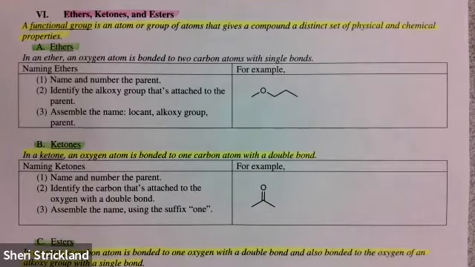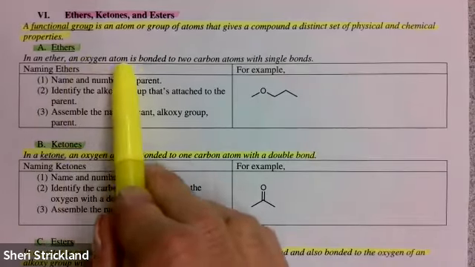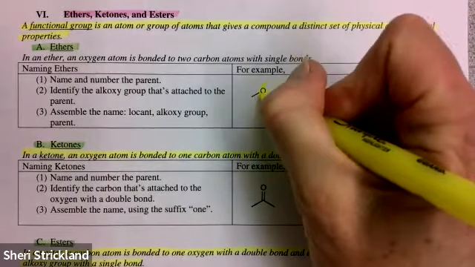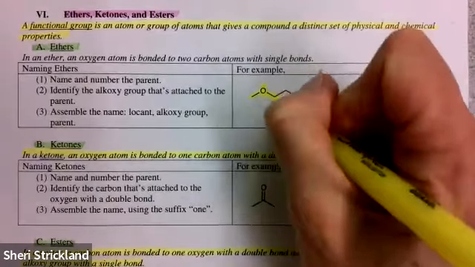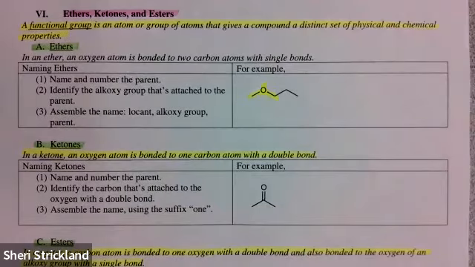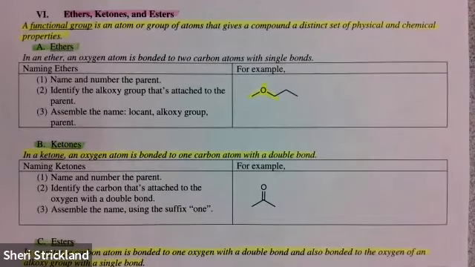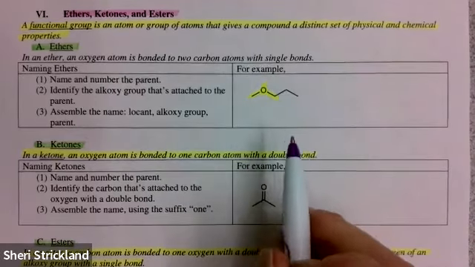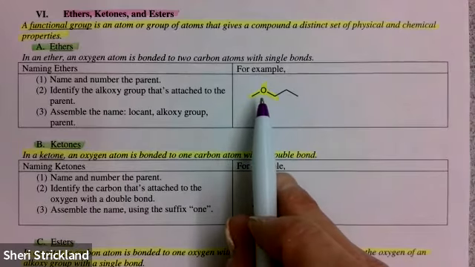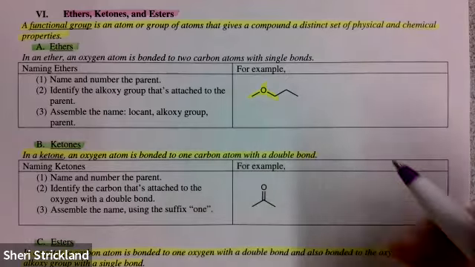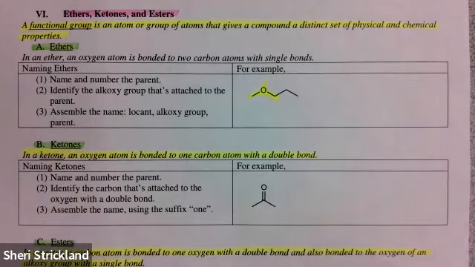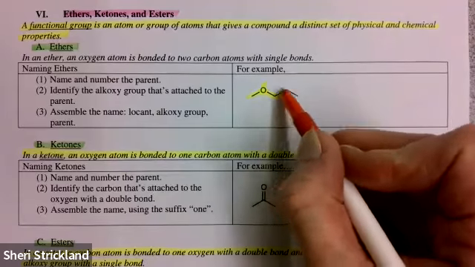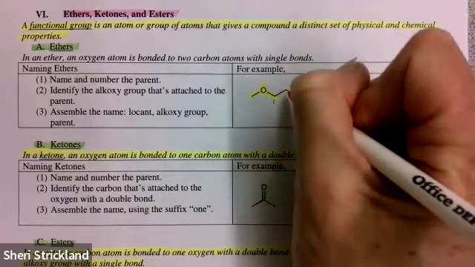Okay, so in an ether, what you're going to find is an oxygen atom bonded to two carbon atoms with single bonds. So here's the oxygen, and it's bonded this way and this way to carbon atoms, and that identifies it as an ether. So in order to name it, we have to name and number the parent. Now, the parent is the longest continuous carbon chain, so the oxygen cannot be part of the parent. The parent has to involve one of these carbons connected to the oxygen. It's going to involve the carbon that's on the longer carbon chain.